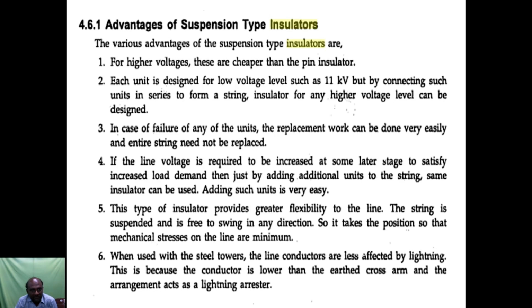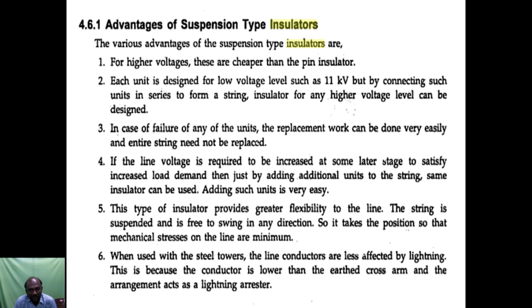Advantages of suspension insulators. For higher voltages, these are cheaper. For very high voltages, this is cheaper than the pin insulators. Each unit is designed for a low voltage level such as 11 kV. But by connecting such units in series to form a string, an insulator for any higher voltage level can be designed.